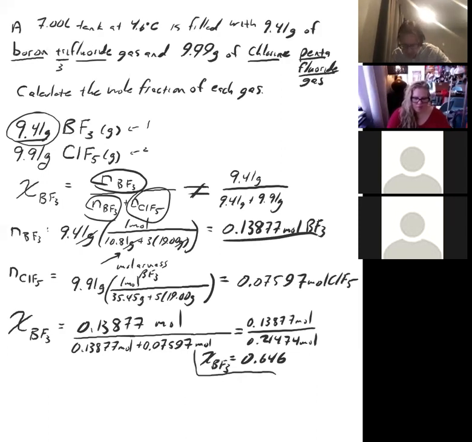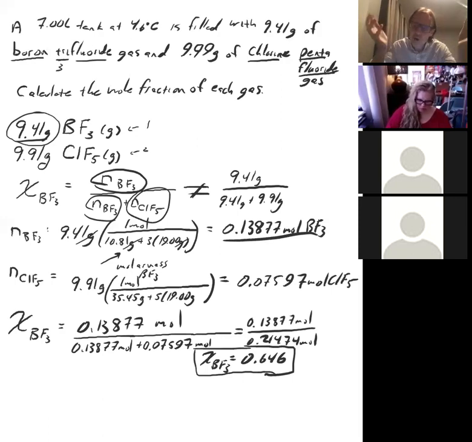Now, what is the interpretation of that? What that's telling us is that out of the total number of moles, 0.646 out of 1, if you had 1, it's 0.646 BF3. That means the rest of it is ClF5. If you wanted to put it in a percentage, you'd say it's about 65%, 64.6% BF3. The rest of it would be the chlorine pentafluoride.